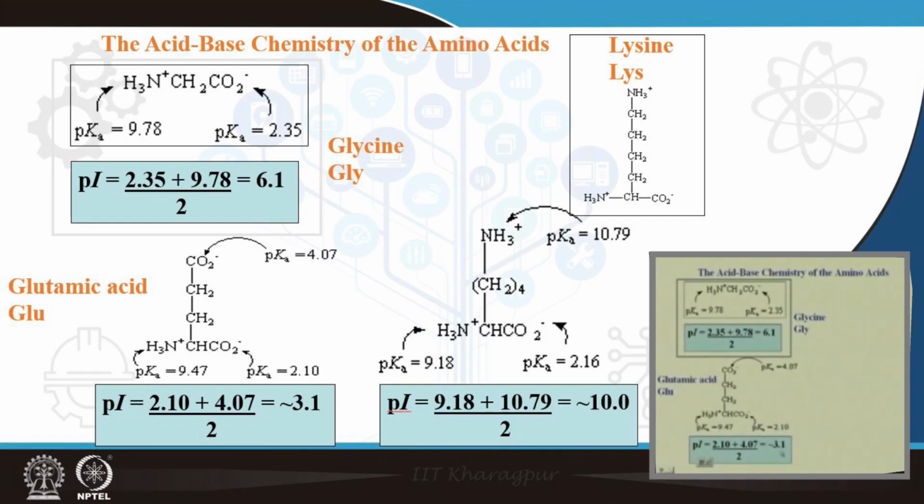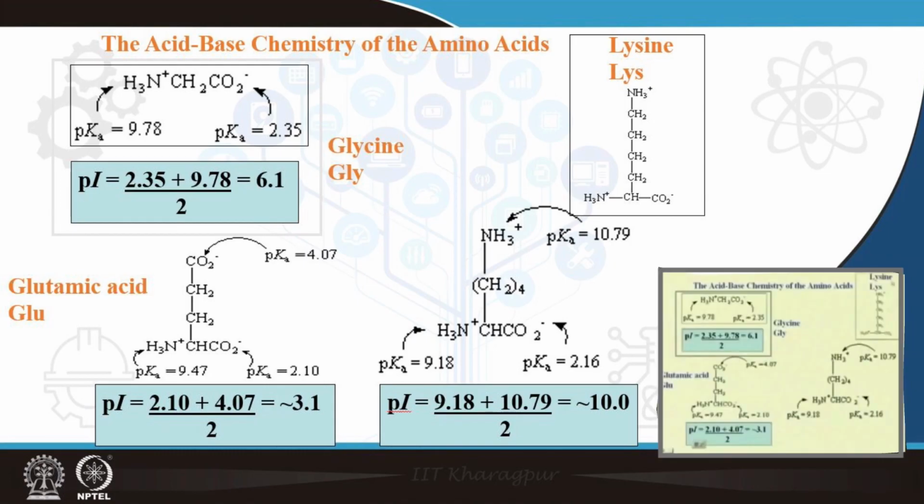The net charge of the solution will always be 0. The net charge on the amino acid depends on what the pH of your solution is. If you have a pH corresponding to the pI, then the charge on the amino acid is 0.